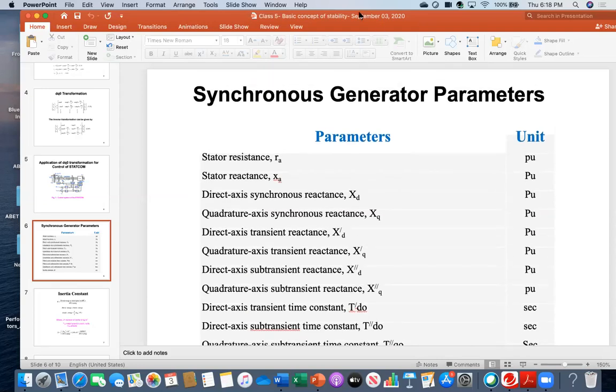So let me take you momentarily to the whiteboard. We are discussing the per unit, which is briefly called the PU system. So let me write. PU equals actual value divided by the base value. That is the definition: per unit is the actual value to the base value.